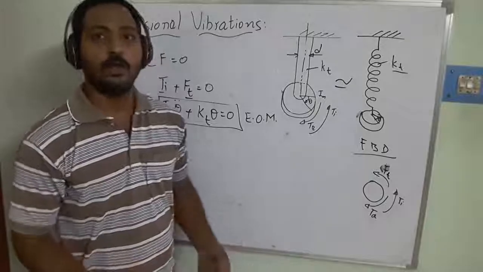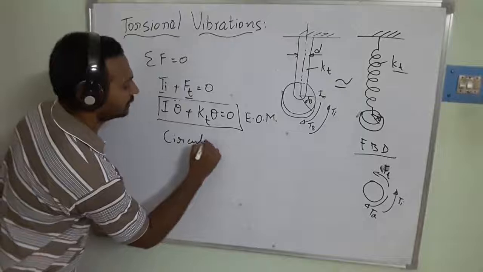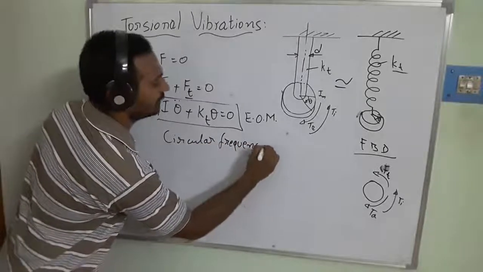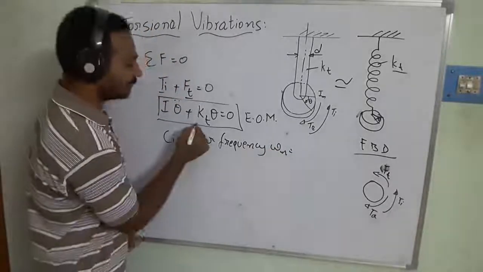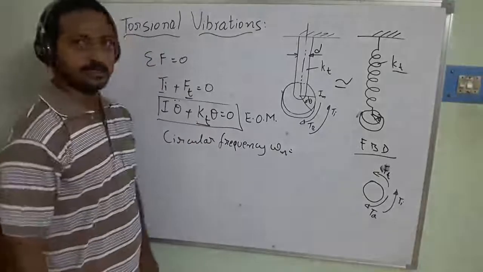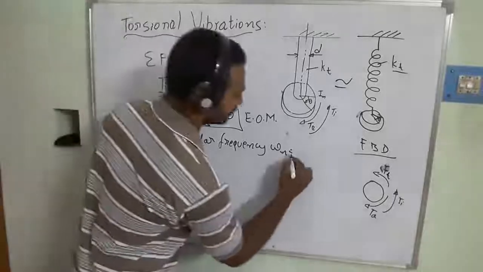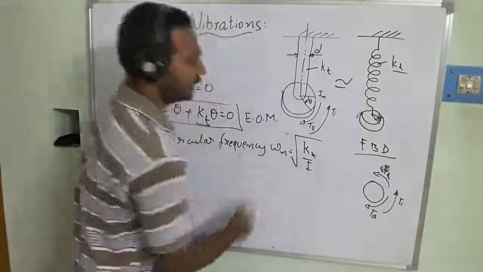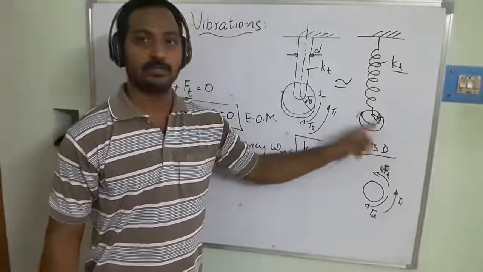Finally, from this one we can calculate the circular frequency. Circular frequency, that is omega n is equal to, what is the formula we do have? That is going to be the square root of, numerator is going to be the stiffness constant and here is going to be the mass moment of inertia we are going to be taking. That is going to be square root of kT by I, where I is the mass moment of inertia of a disk.